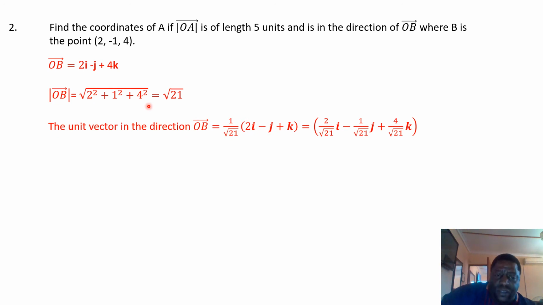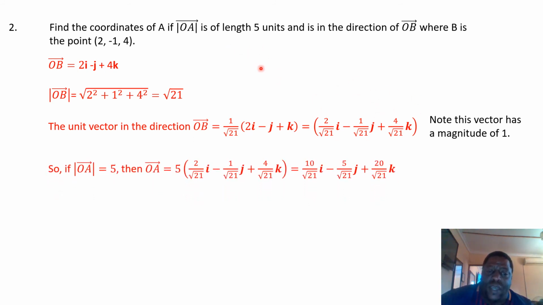The unit vector in the direction OB: make OB a unit vector. And then once I get that, I will be multiplying it by 5 in order to find point OA, right? So unit vector means you have to multiply each component there by that 1 over square root of 21. Now this is a unit vector. So OA will be 5 times that unit vector. So you multiply everything by 5.